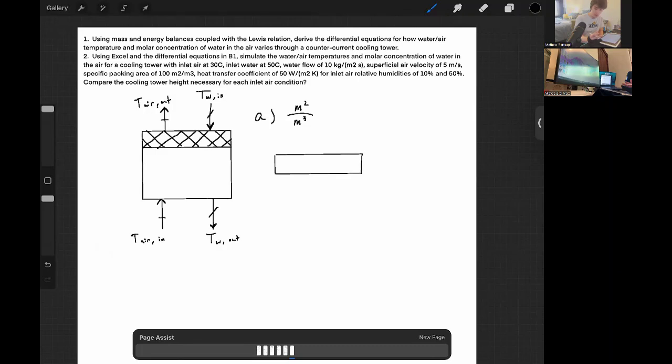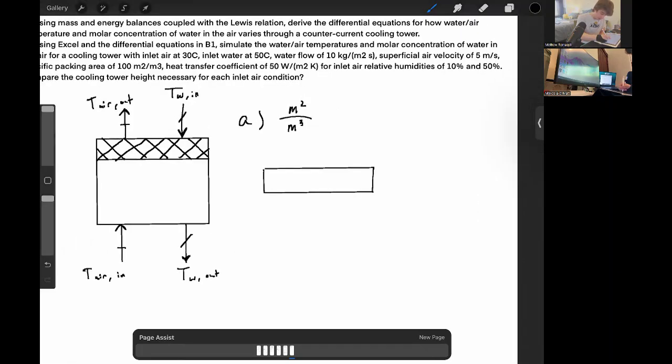So let's go ahead and mark some dimensions really quick. We're going to make this side dz. We're going to make the positive side of z go with the air in this case. This is z positive. And we're going to label this T air out, T air in, temperature of the water going in, then temperature of the water out.